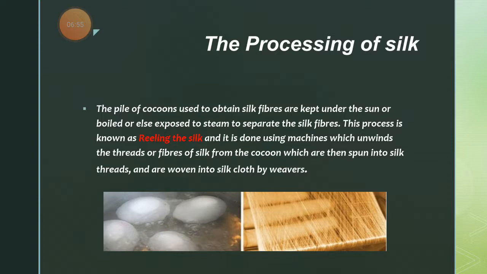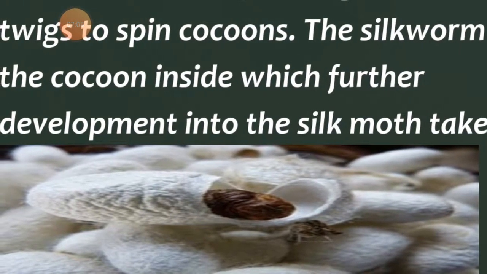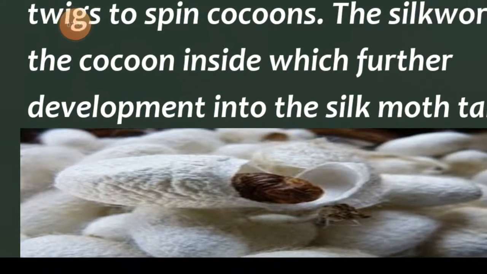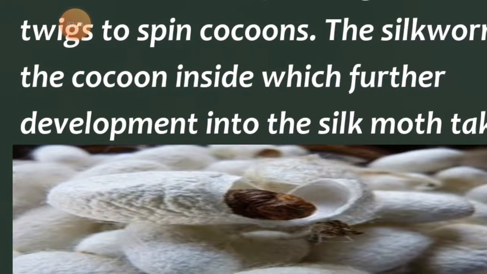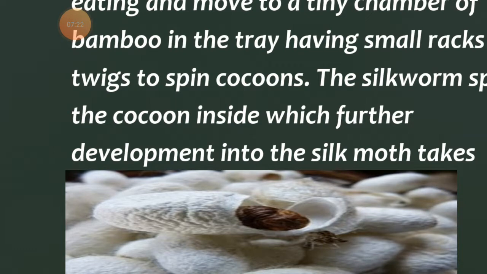Before going into the processing of silk, I will tell you one thing. After spinning the cocoon, the caterpillar becomes a cocoon, and inside that cocoon, after some stage, it becomes a pupa. This is the third stage, and after this the moth comes out and becomes a beautiful adult moth. When it comes out, the cocoon is waste for it. With that cocoon we produce silk.